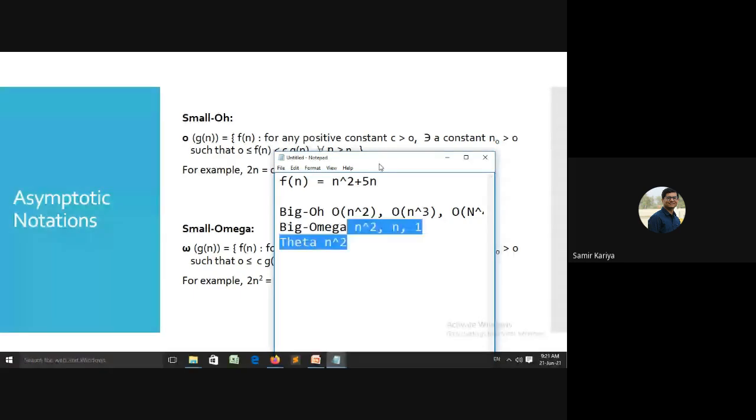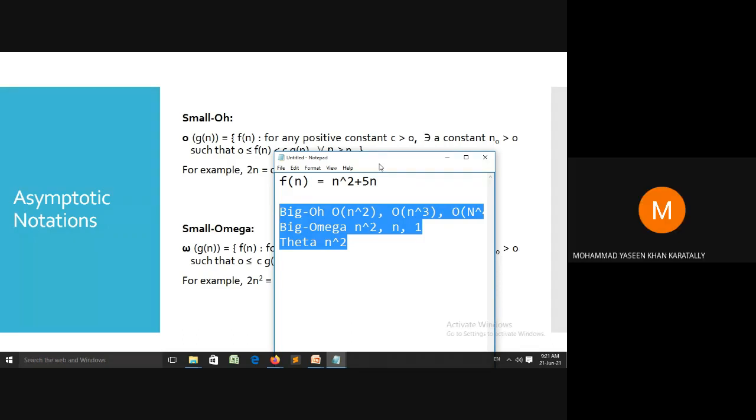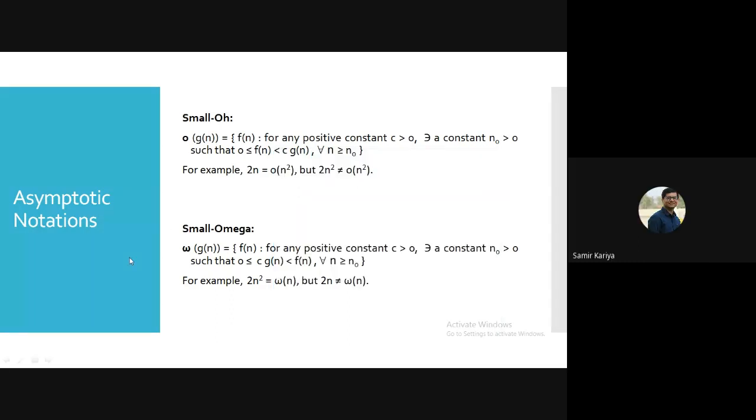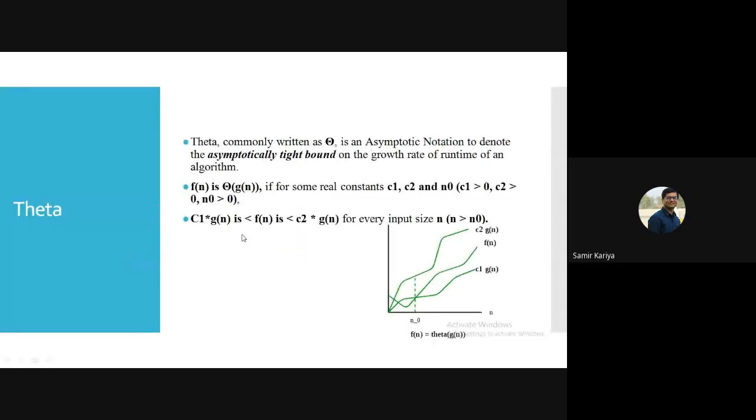First of all, is there any query in these 3 notations? Then ask me. Excuse me, sir. Yes. Sir, can you please repeat the theta? Okay. Yeah. Repeat.